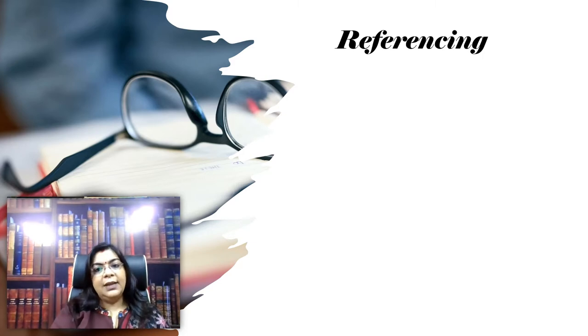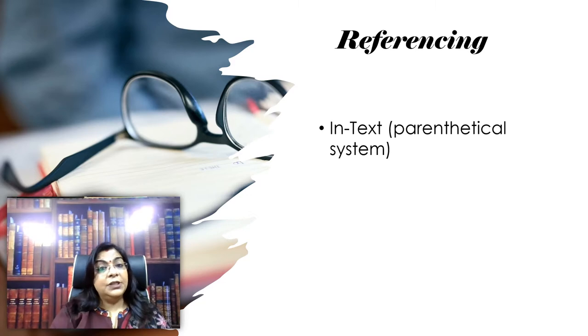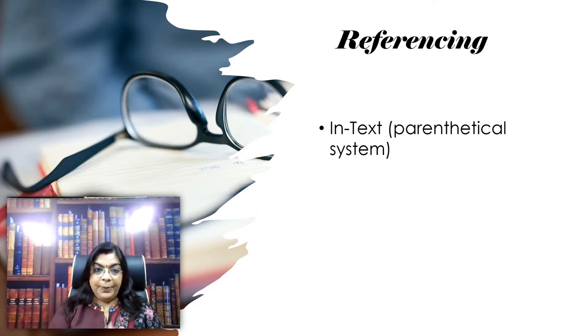Now, in Harvard style, I think this is the most convenient style, and there are four factors which you have to take into consideration. The first one is to understand that Harvard style is usually an in-text or parenthetical system. In-text or parenthetical system means in the paper only, or in a dissertation, whatever your research work is, on that page only. Usually in APA style, we write footnotes or endnotes. But in Harvard style, it is in-text citation.